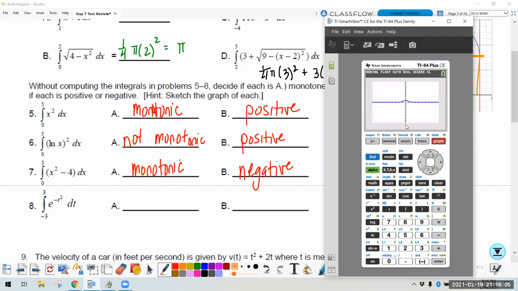All right, and lastly, well, I'm going to zoom in a little. I'm going to do zoom 4. All right. So from -3 to 3, that's not monotonic. We increase and decrease. And the area would be positive since it's all above the x-axis.